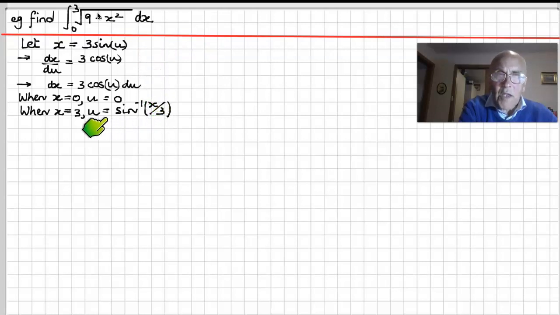Now, the reason I'm mentioning that is when you get this down here, when x is 3, u is inverse sine, or the angle whose sine is 3 over 3, which is 1. The angle whose sine is 1 for that principal domain that we just chose is just pi on 2.